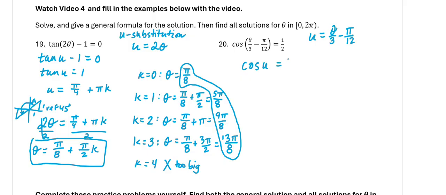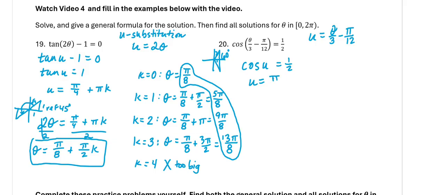So cos u is equal to a half. Okay, fantastic. I know that u is equal to a half. I'm going to stick it over here. Let's see, in quadrant 1, obviously. And then it's also positive in quadrant 4. And then if it's 1 there and 2, then that is the 60-degree reference angle. So it's a pi over 3.